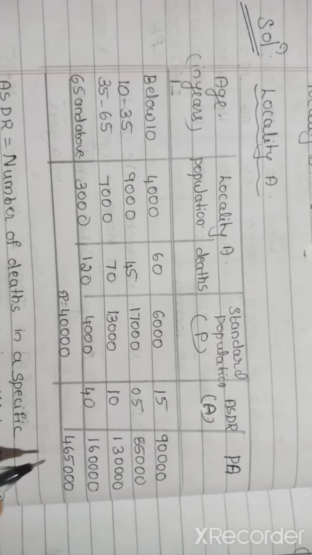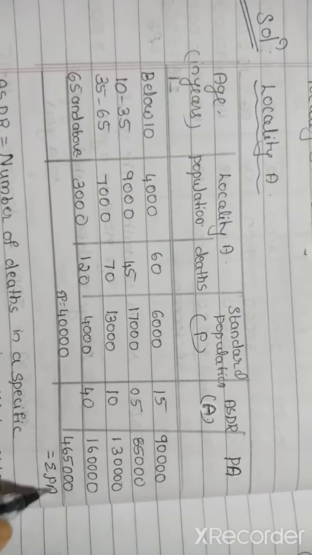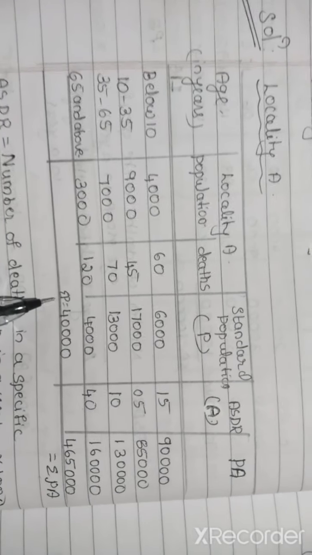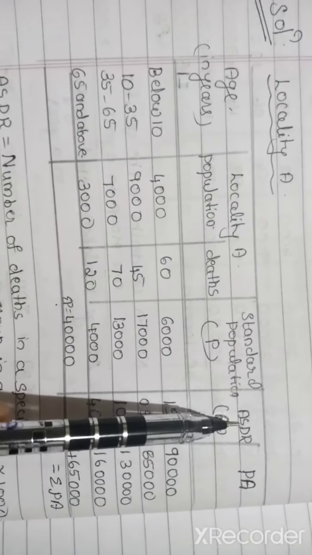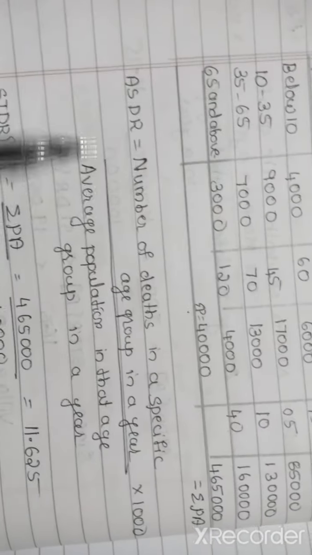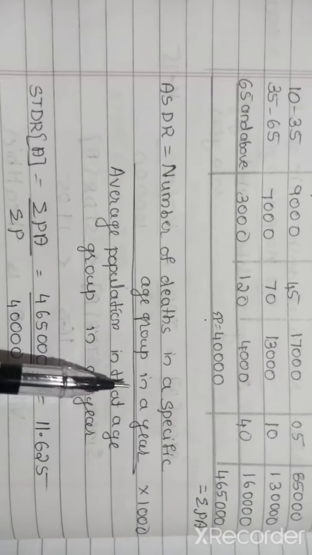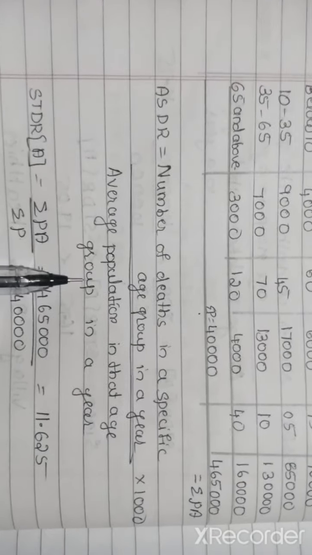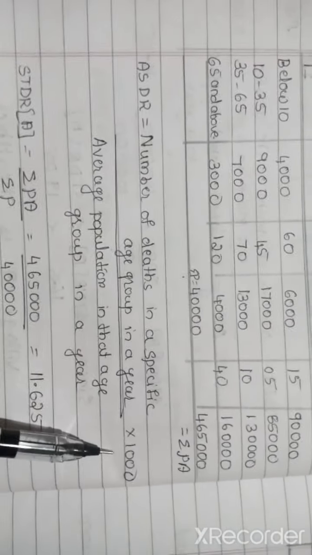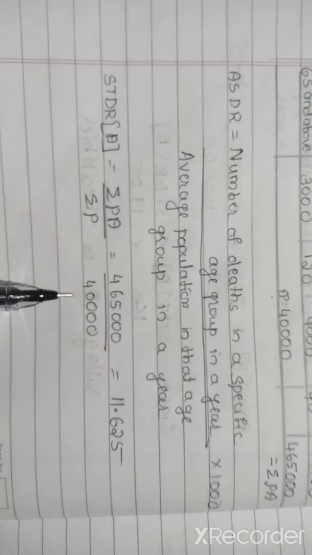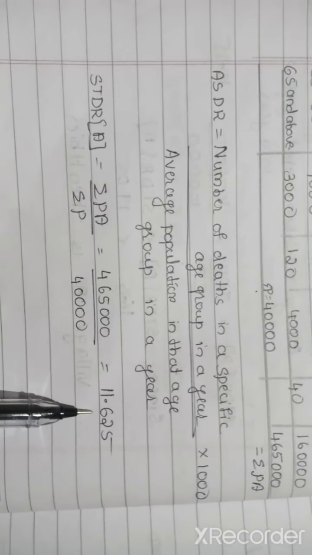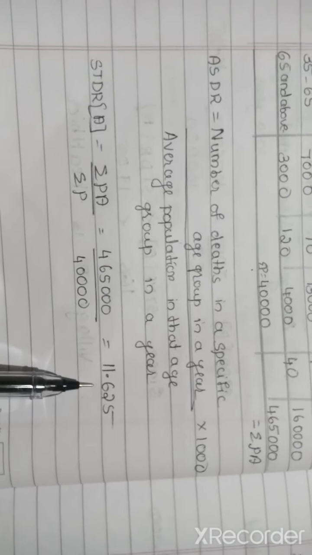So summation PA is obtained. Standard population total is summation P. Then here ASDR is calculated, so the formula should be written: number of deaths in a specific age group in a year upon average population in that age group in a year into 1000. Then STDR of A is summation PA upon summation P. So we have substituted, and we have got 11.625.